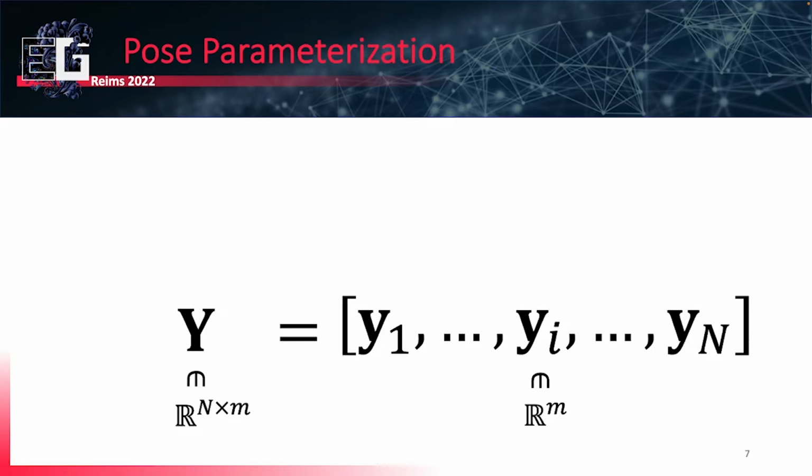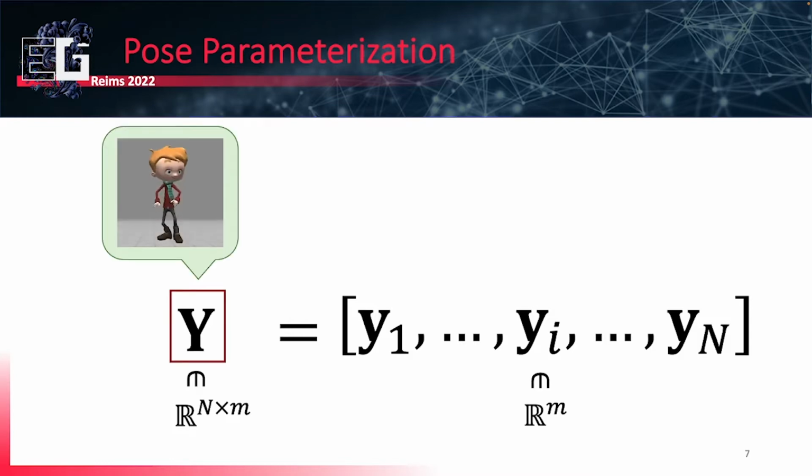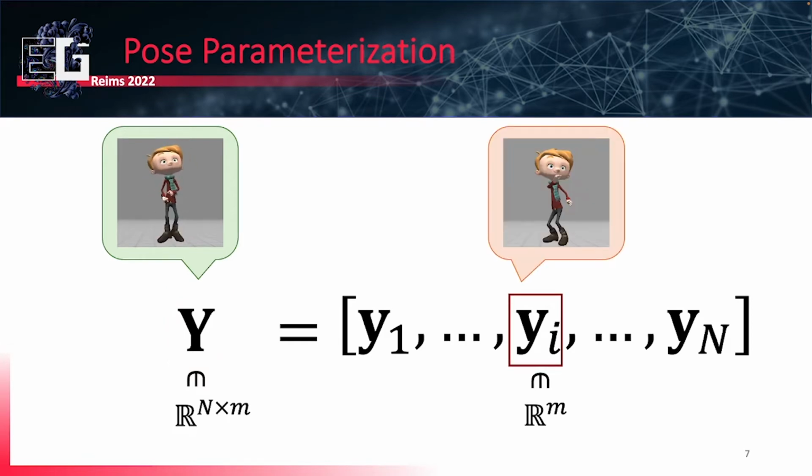So let me first talk about our pose parameterization. We represent an animation as a matrix consisting of n animation frames, each of which is represented by an m-dimensional vector that stacks the translations and rotations of the character bones.